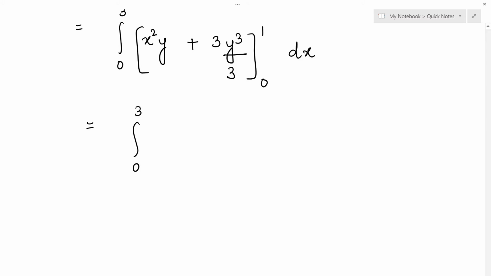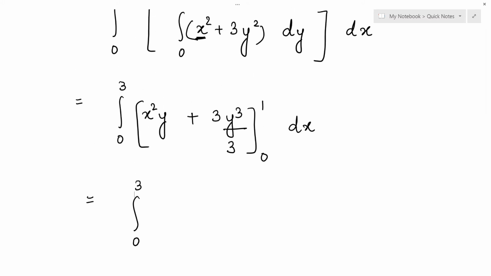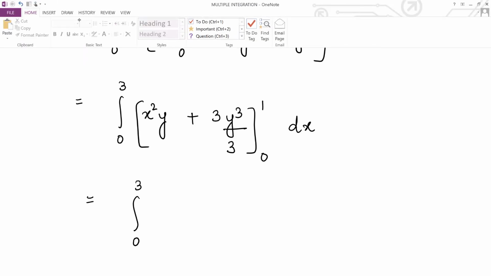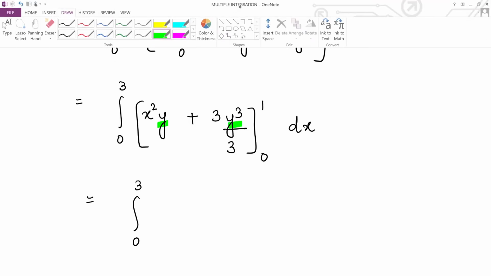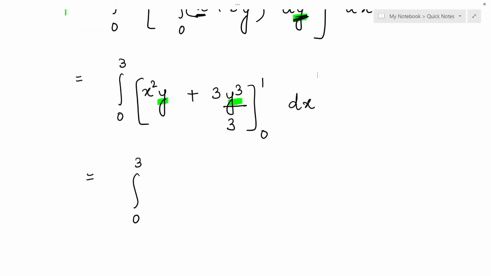0 to 3. Make a note of this. We have integrated with respect to y, so limits are to be substituted in y alone. Since x is a constant, we did not touch that x. So x square will be as it is, and this will become 1 minus 0, upper limit minus lower limit, plus 3 and 3 will get cancelled. Again, this will be 1 minus 0.